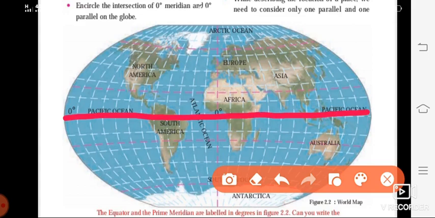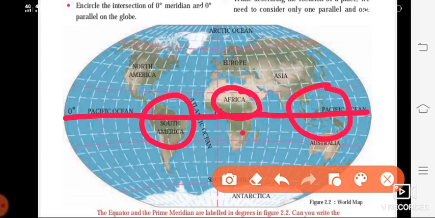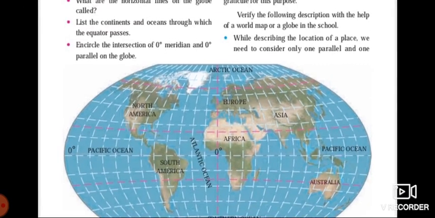Now through which continents is it passing? Continent means land. Okay. So first you can see here we are having South America. Next we are having this land, that is Africa. And then here we are having some part of Asia. Okay. So in the answer you are going to write continents. In this given place you will write in small handwriting, continents: South America, Africa and Asia.